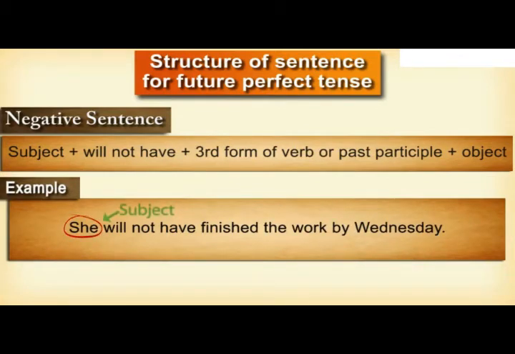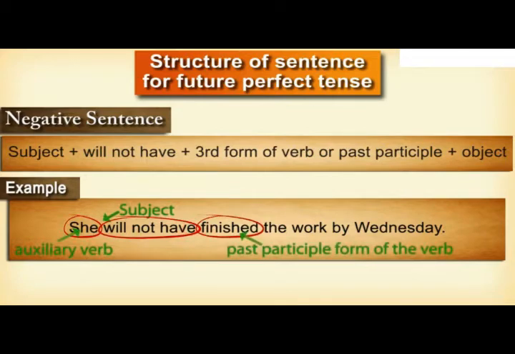Here, she is the subject. Will not have is the auxiliary verb. And finished is the past participle form of the verb.